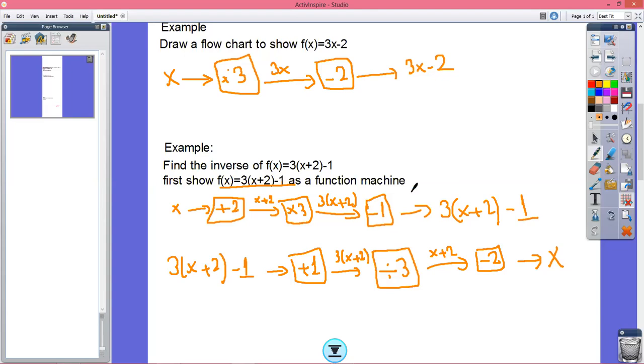Now, let's go find the inverse of 3 times (x plus 2) minus 1. Now, let's find the inverse of this one.